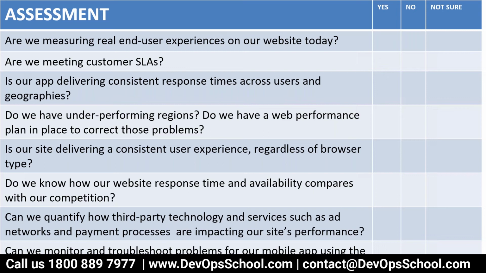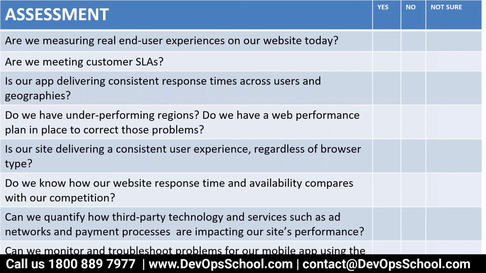Do we have a web performance plan in place to correct those problems? Yes, no, not sure. Is your site delivering a consistent user experience regardless of browser type? You are running your application on the production servers. Customers may access the application from Chrome, Firefox, IE, and Opera, different operating systems like Windows, Linux, or Mac, different devices like a mobile, pad, laptop, or desktop, different ISPs, different bandwidth. So is your site delivering a consistent user experience regardless of browser type?